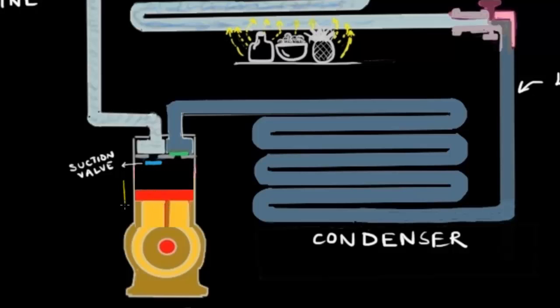As the piston is going downwards, it opens this valve here, which is called a suction valve, and all the gas that is inside the suction line is pulled inside this compressor chamber.